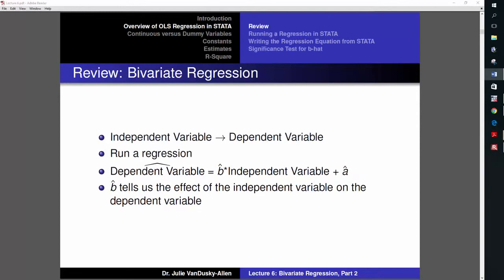Before I move on to new material, I would like to review some material from the previous lecture. Recall that we begin the scientific process by identifying a dependent variable and an independent variable that we think has an effect on the dependent variable. We run a regression to determine whether the independent variable has a statistical impact on the dependent variable. The regression analysis produces an equation: dependent variable hat equals b hat times the independent variable plus a hat. B hat tells us the effect that the independent variable has on the dependent variable.